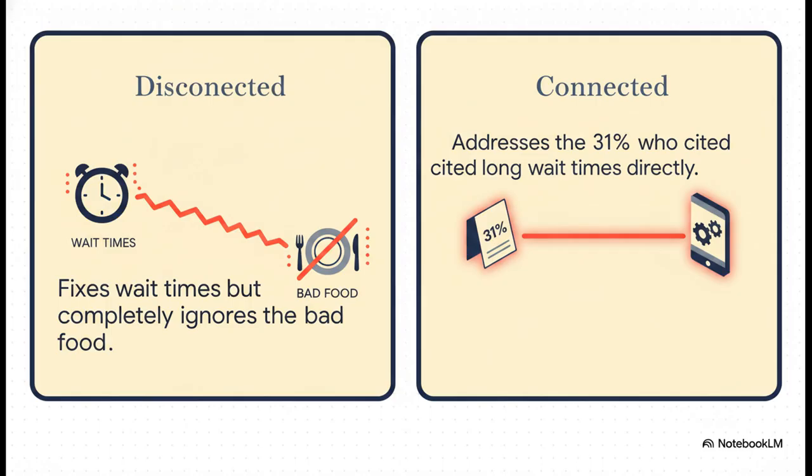Instead, you want to forge an explicit link. You literally weave your survey data back into your fixes. You say, "To address the 31% of students who cited long wait times, we will add a second serving line and a mobile app." Boom. You are actively proving that your solution is custom-built for their exact data.